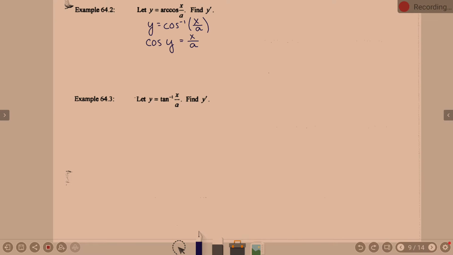Now we're going to take the derivative of both sides. Derivative of cosine of something is negative sine of something, so negative sine of y times the derivative of y, which I'm going to call dy, because I'm working with y's and x's. The derivative of x over a: the x has a coefficient of 1 over a, so the derivative of 1 over a times x is 1 over a dx.